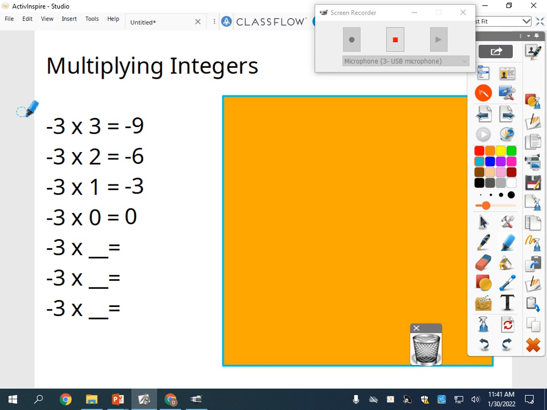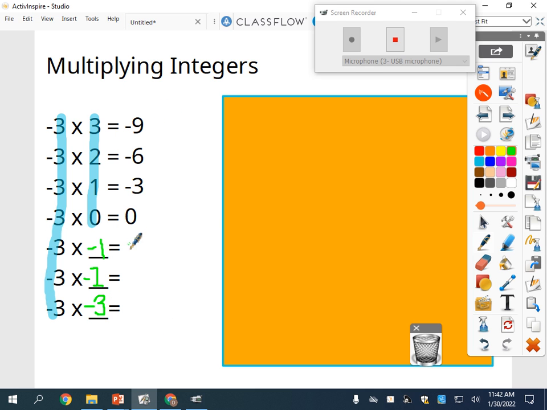So the pattern here, all of these are negative 3s. These are going down by 1 every time. So that must mean that this is going to be a negative 1. This is going to be a negative 2. And this is going to be a negative 3, right?